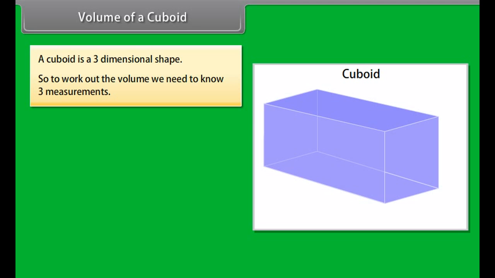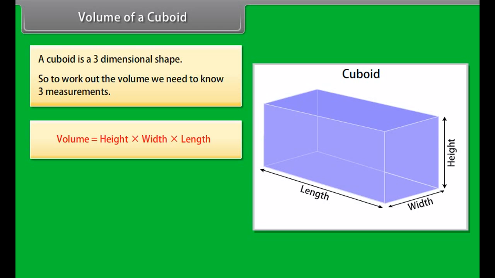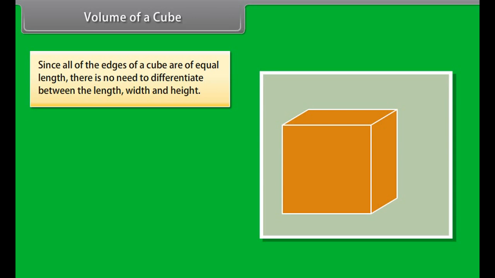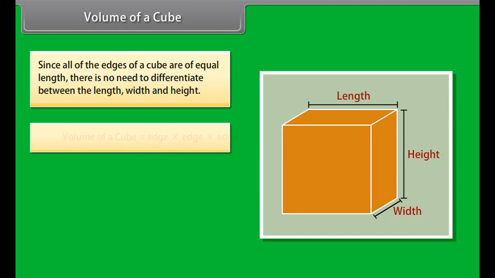Volume of a cuboid. A cuboid is a three-dimensional shape. So, to work out the volume, we need to know three measurements. Look at this shape. There are three different measurements: height, width, length. The volume is found using the formula, which is height into width into length, usually shortened to V is equal to H into W into L, or more simply, V is equal to LWH.